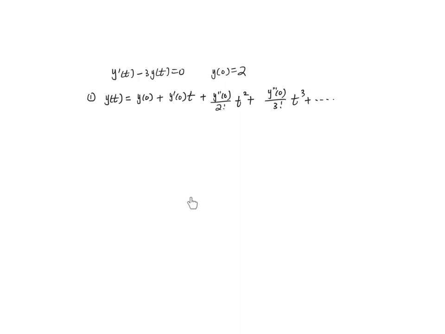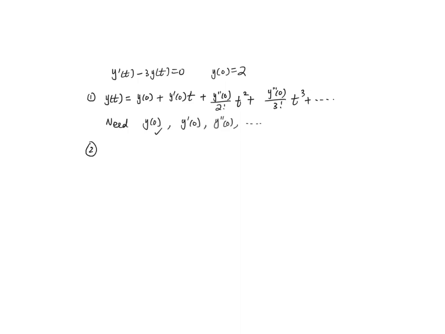Obviously, if we want to figure out what y is, we must know all these constants: y prime 0, y double prime 0, y third derivative at 0, and so on and so forth. In other words, we do need to know y of 0, which is given, but we also need to know y prime 0, y double prime 0, all the derivatives at 0, so that we know what this power series is, and then we can use what we learned to find the function representation for this power series. So that's what we want to do.